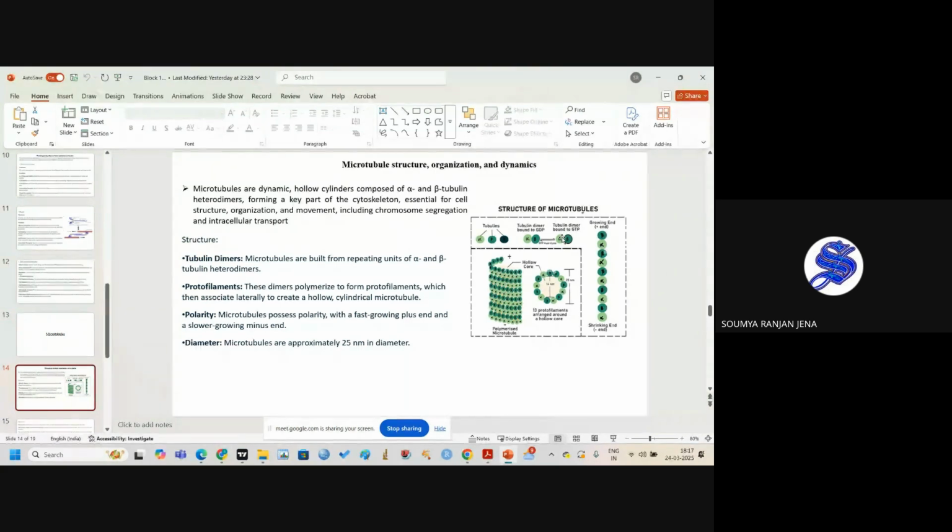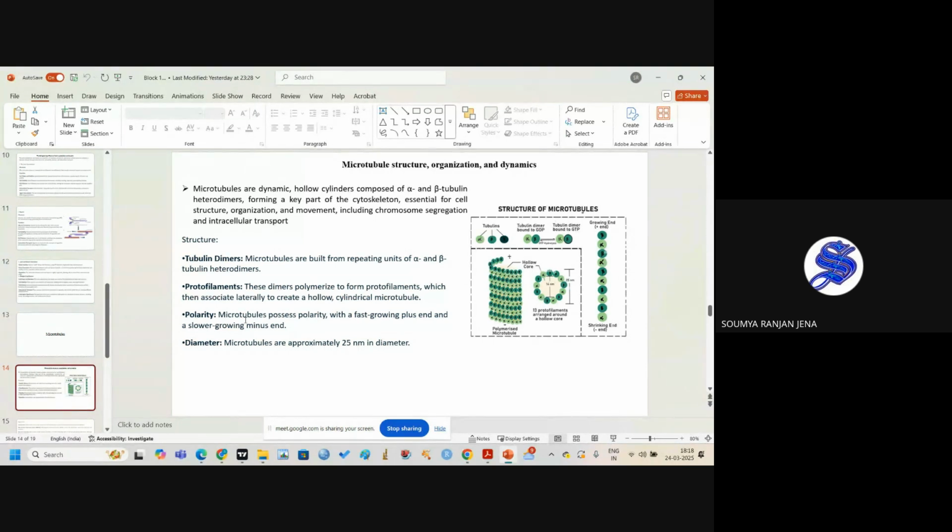homo. What is the difference between homo and hetero? Homo means same molecular weight, hetero means different molecular weight. These two, alpha and beta tubulin, have different molecular weights, and this dimer polymerizes into protofilaments, which then associate laterally to create a hollow cylindrical microtubule. But actin is a filamentous structure, whereas here the dimers polymerize into protofilaments, and these protofilaments form a hollow cylindrical microtubular structure.